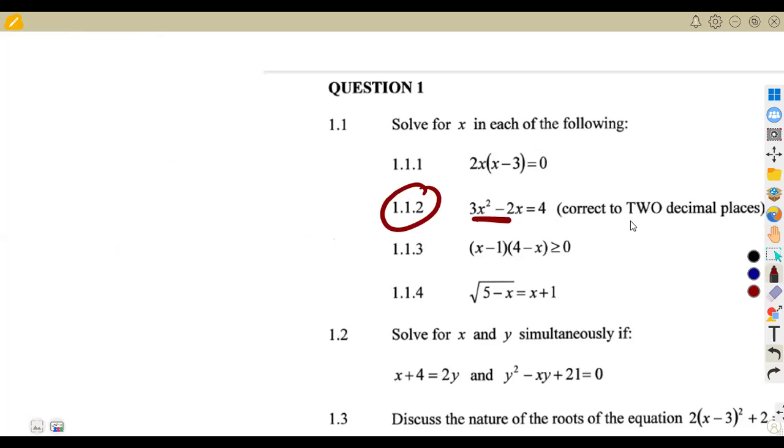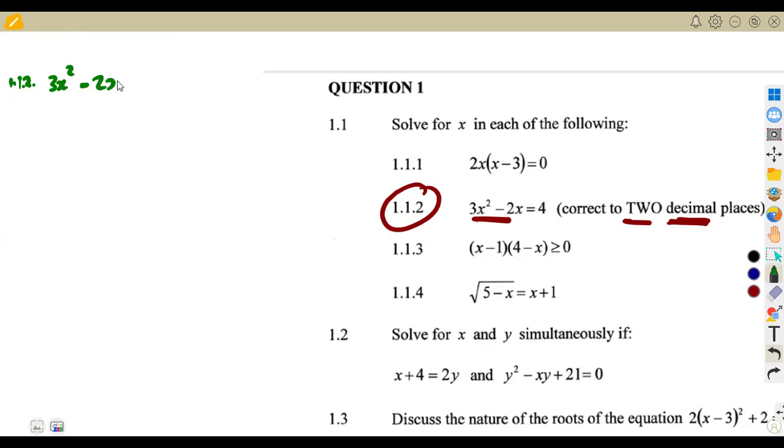All right, 1.12. So for x, again, correct to 2 decimal places. Whenever you are given this condition that you're supposed to write your answer to 2 decimal places, it means the solutions there are not exact. So whatever you're going to have, we're supposed to either apply the quadratic formula or use the completing the square method. Let us see how we can apply the quadratic formula first, then how we can also use the completing the square method.